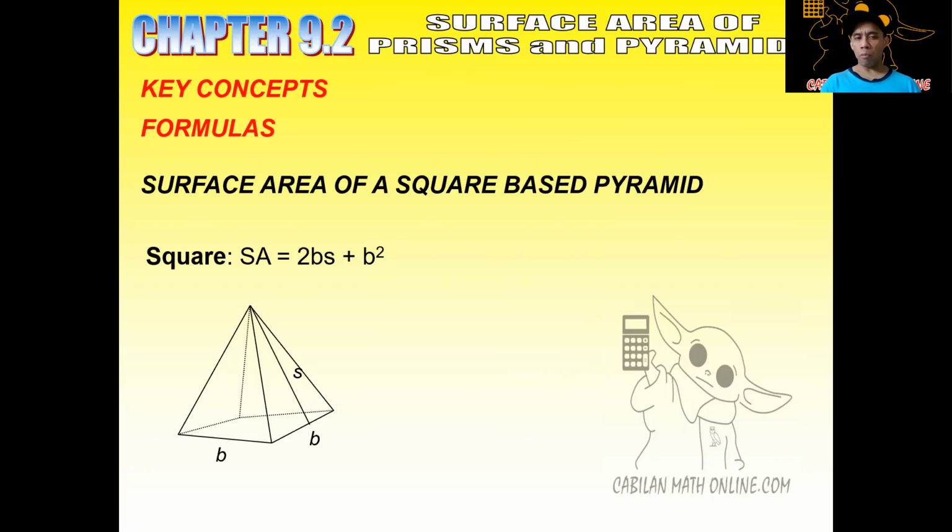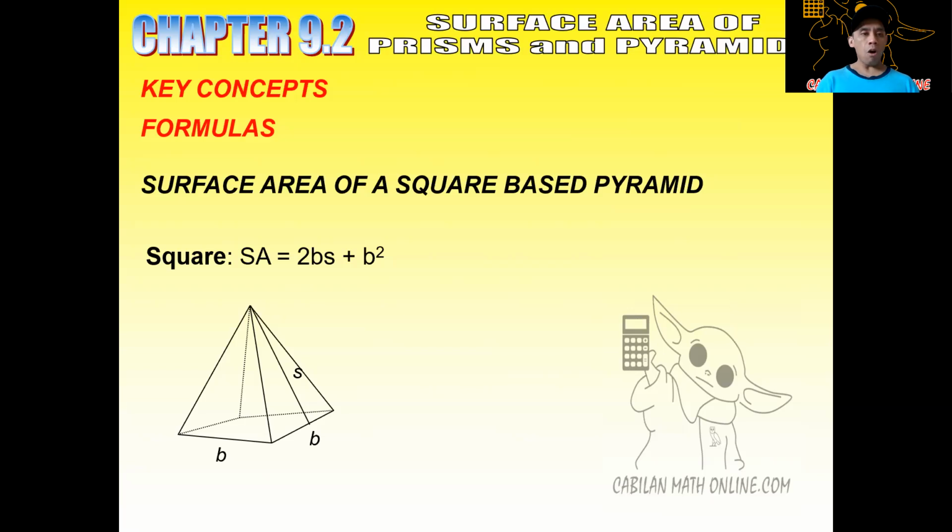If you take a look at your formula sheet, you notice there's a height, which happens to be going from the top of the pyramid to the center of the base. Don't confuse that with this. The S represents the slant height, which is on the face of the triangular part of the pyramid.